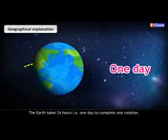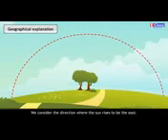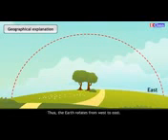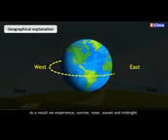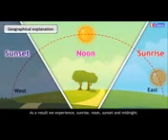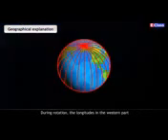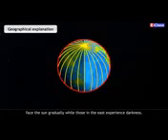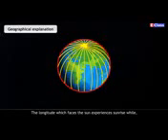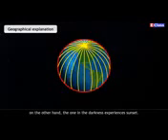The earth takes 24 hours, that is 1 day, to complete one rotation. We consider the direction where the sun rises to be the east. Thus, the earth rotates from west to east. As a result, we experience sunrise, noon, sunset and midnight. During rotation, the longitudes in the western part face the sun gradually while those in the east experience darkness. The longitude which faces the sun experiences sunrise, while on the other hand, the one in the darkness experiences the sunset.